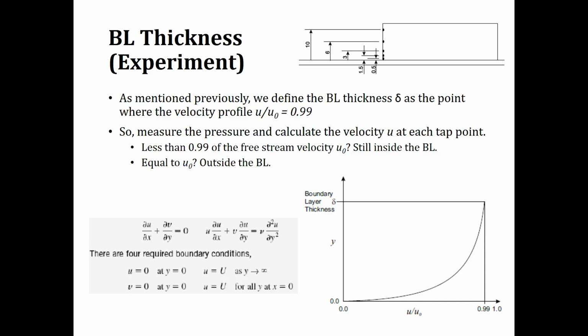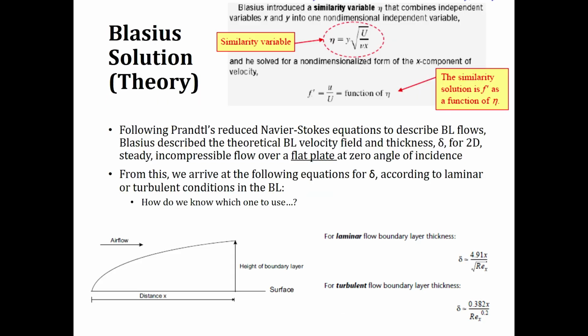When you plot that, it'll form a curve that looks something like this. There's your velocity ratio, so the velocity in the boundary layer divided by the free stream velocity, and it forms a curve like this where it equals 0.99. That's where you read off the height of your boundary layer. So that's how you measure it, and that's how you're going to calculate it from the measured values.